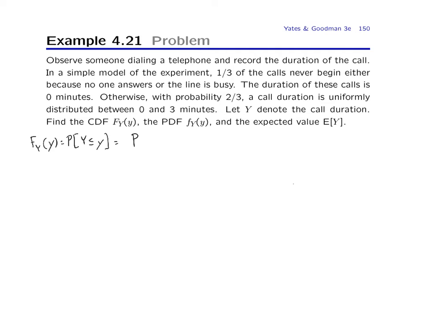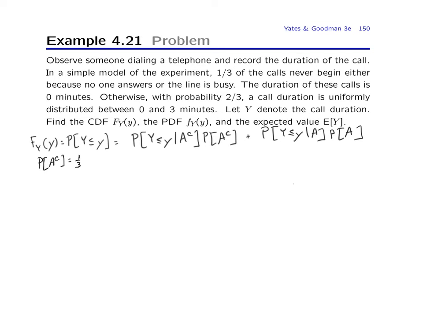And we have to use the law of total probability to say it's the probability y is less than or equal to y, given that the phone call is not answered, times the probability it's not answered, plus the probability y is less than or equal to y, given that the call is answered, times the probability the call is answered. So we know that the probability the call is not answered is 1/3, and the probability the call is answered is equal to 2/3. But these other terms are actually kind of harder to find.